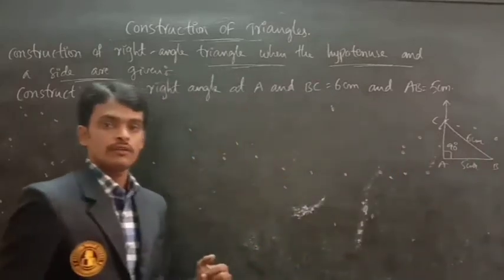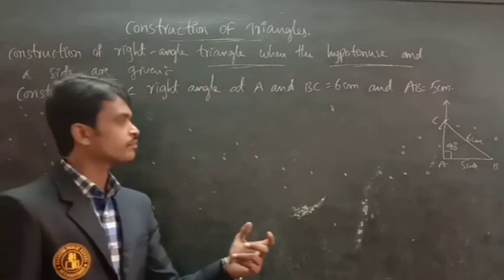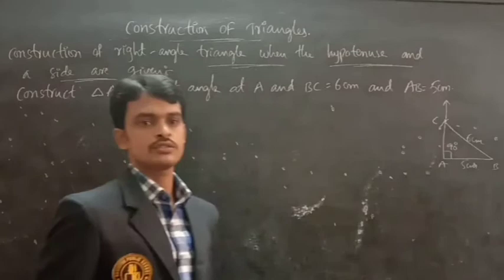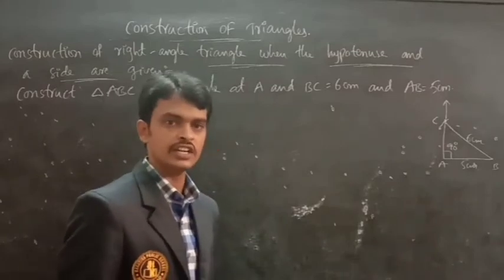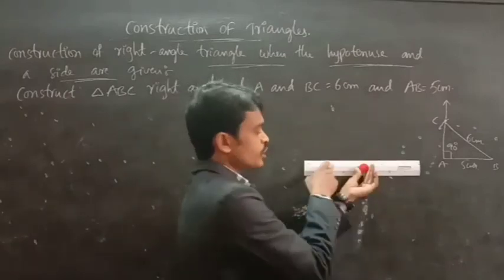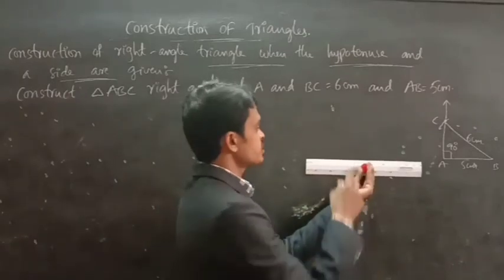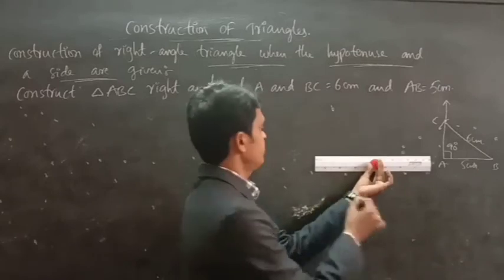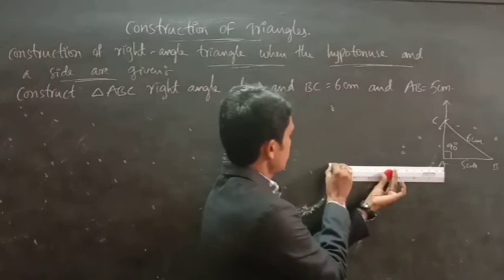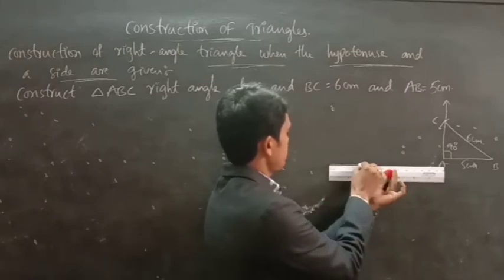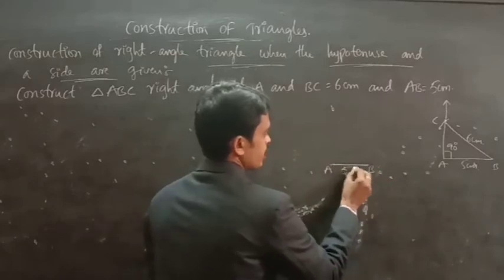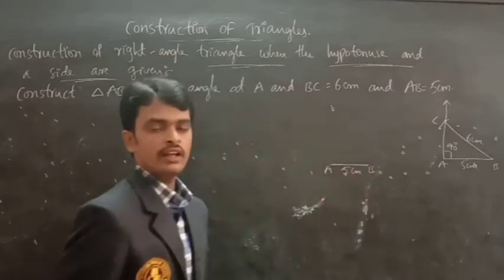So next, first draw a line segment of length 5 centimeters. So first I am drawing a line segment by using a ruler, length 5 centimeters, and we should name it AB. Like this, I am drawing 5 centimeters and naming it AB, 5 centimeters. We draw a line segment.